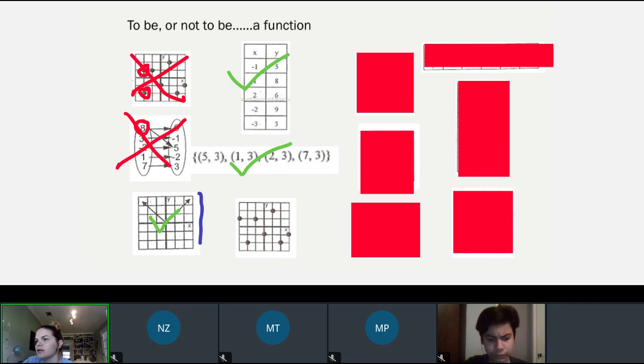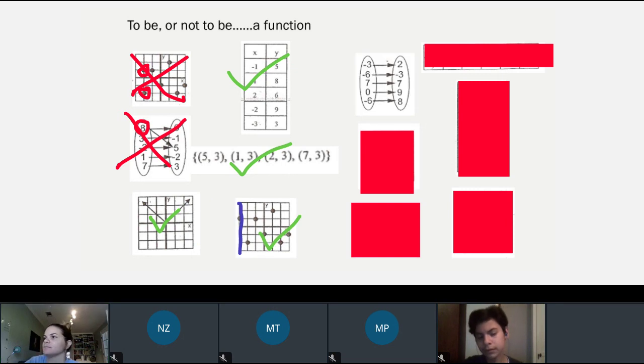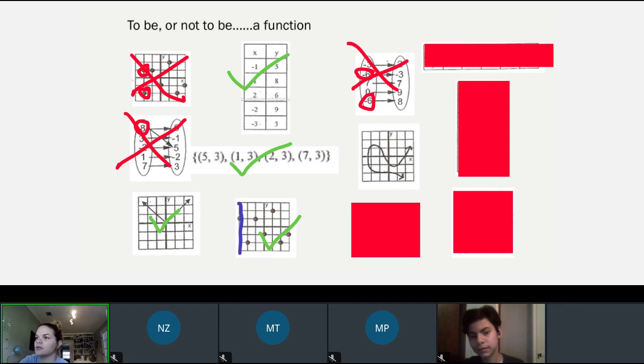We'll use our vertical line here. Good. Y'all are not fooled. This one is a function. Good. Okay, take a look at this one, this mapping. What do you think? Good. It is actually not a function. So this one is kind of tricky because each of these x values only has one arrow coming from it, but they were sneaky and put this -6 in there twice. So therefore, it's not a function.